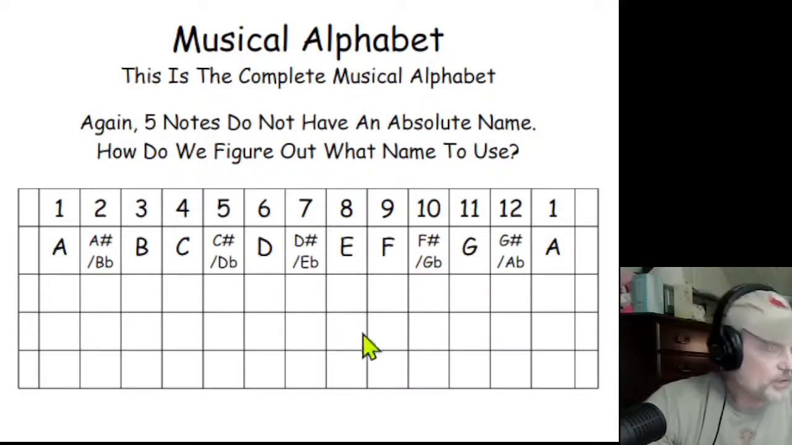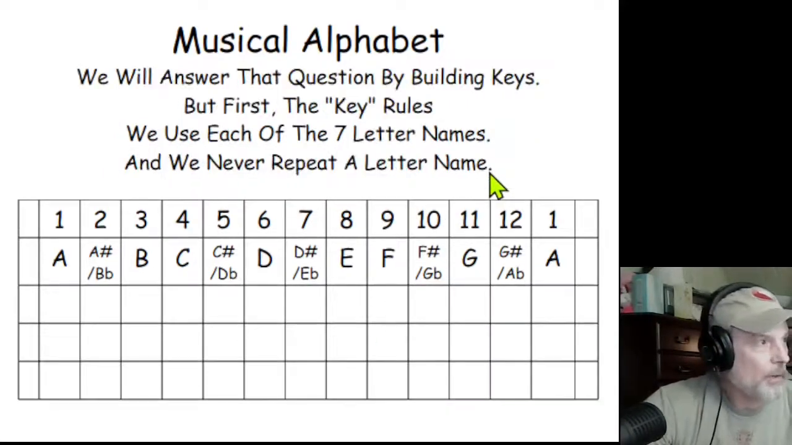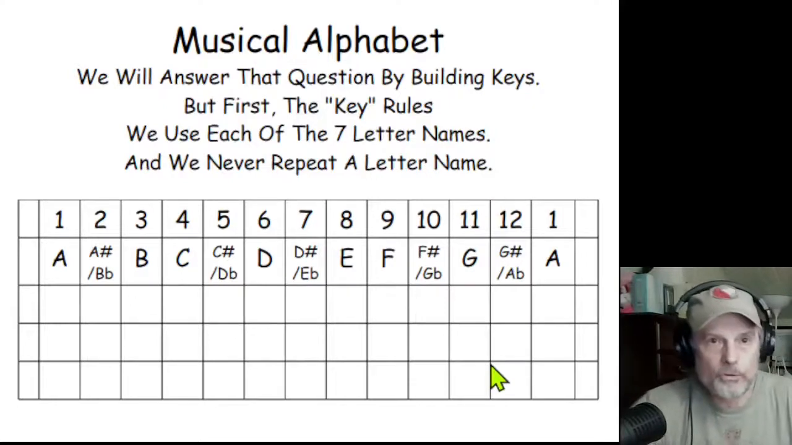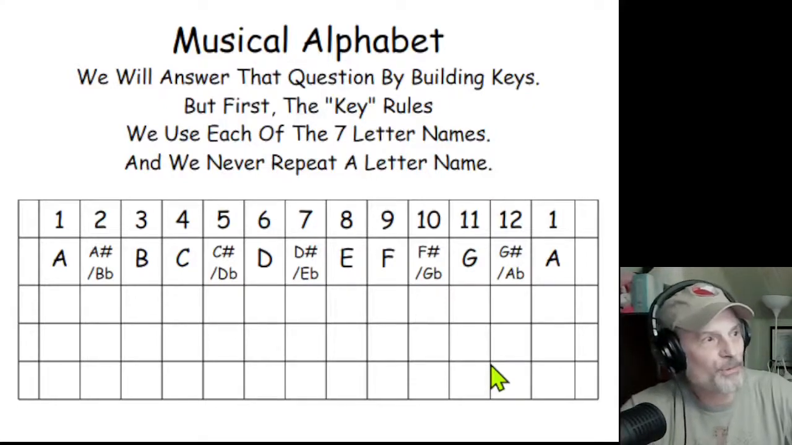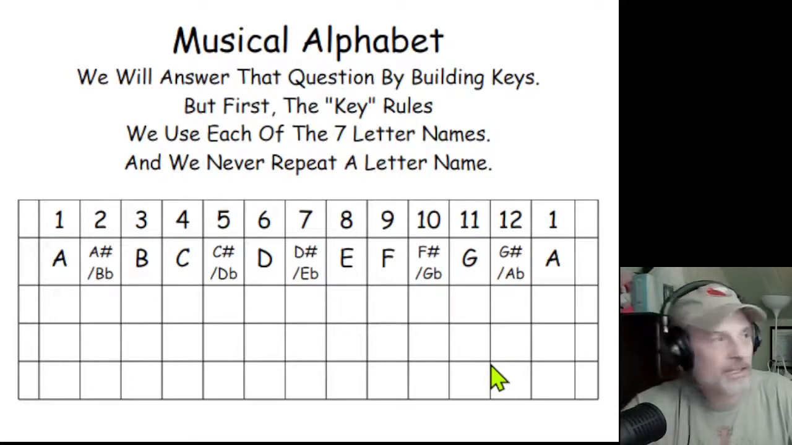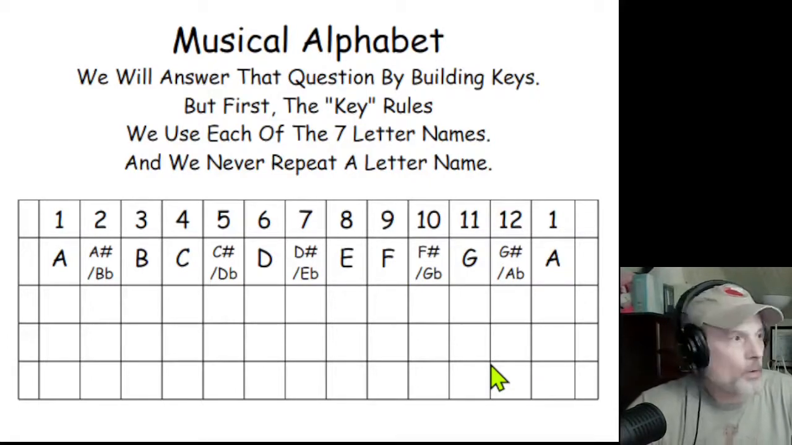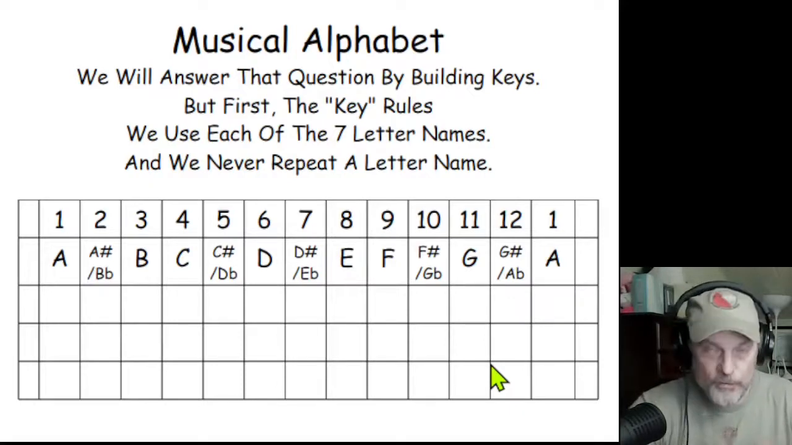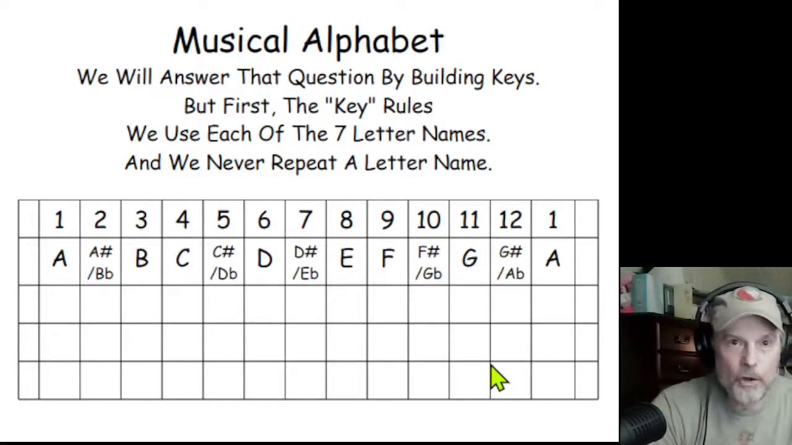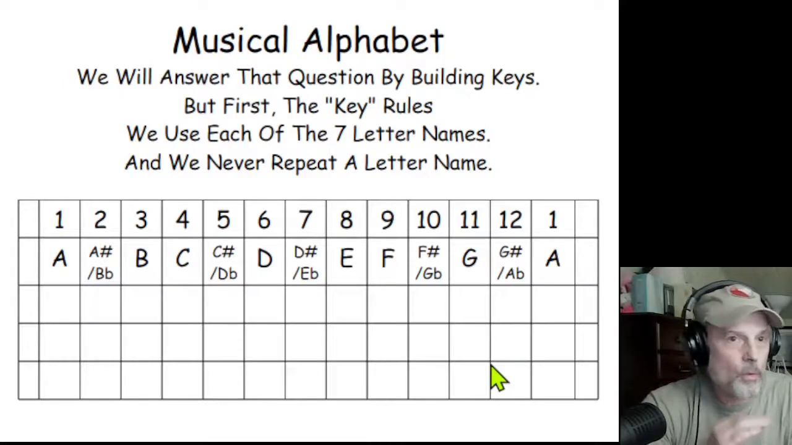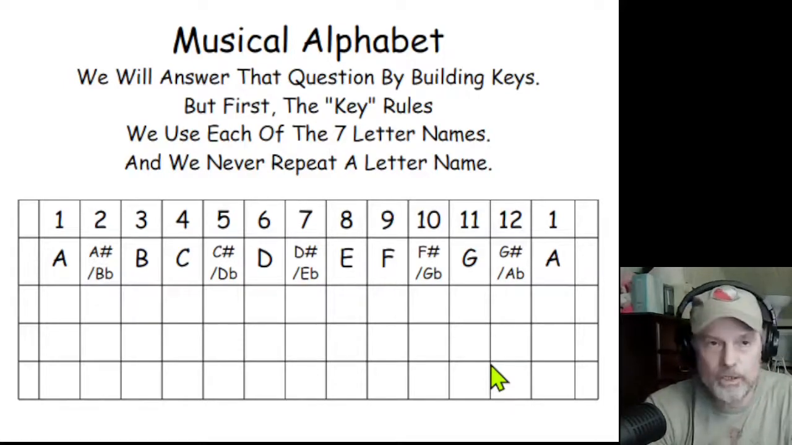Okay, we need to look at our key rules. No, those aren't the most important rules. Ha ha, pun intended. Those are the rules about keys. So we use each of the 7 notes. We never skip a note, and we never repeat a note. We will start building keys using this knowledge.